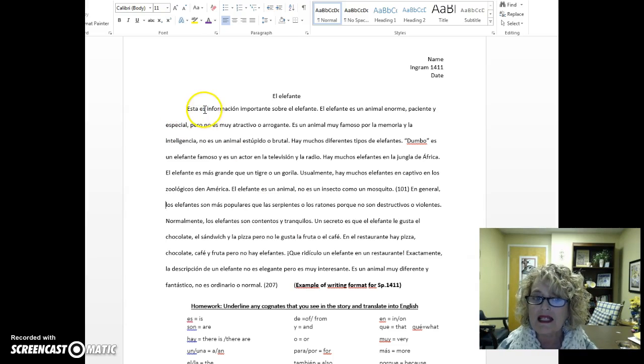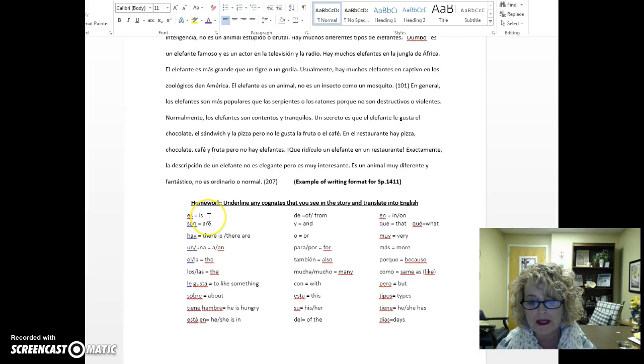This says, Este es información. What do you see? Información. Información. What do you think that means? Does it look like information? It does. And información and information mean the same exact thing in English and Spanish. Therefore, it is a cognate. Now, this little word esta es, look down here. Es means is, and look for esta. Esta means this. So it says this is.